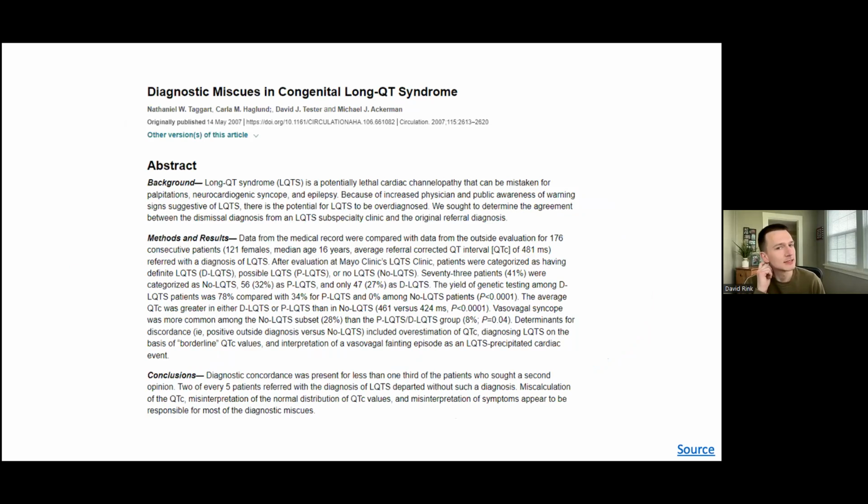Similarly, diagnosing long QT syndrome is really challenging because perhaps it is such a unique entity and there are so many things that go into the different presentations. But this was one study that looked for diagnostic concordance in a referral population to a long QT syndrome specialty center. And it showed that 40% of patients referred with a diagnosis of long QT syndrome did not in fact have it.